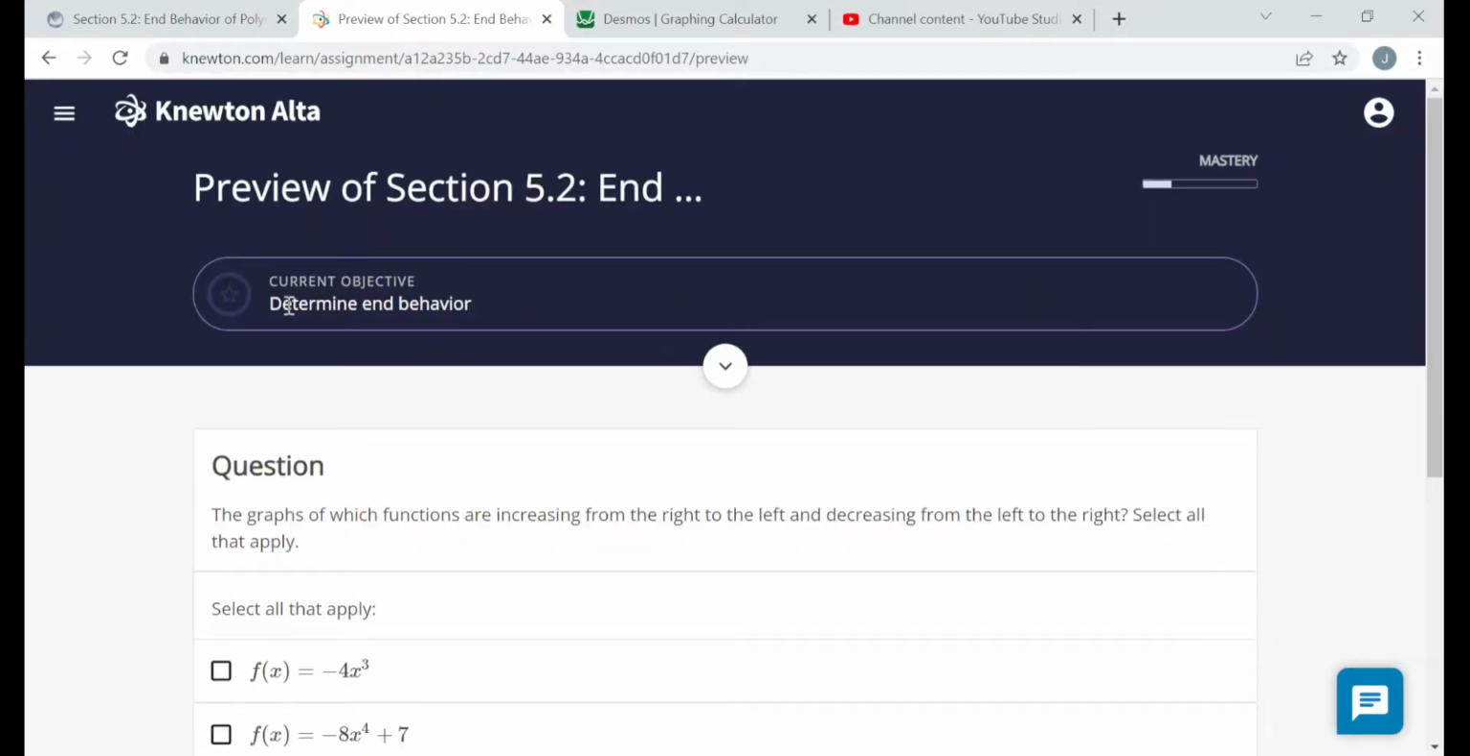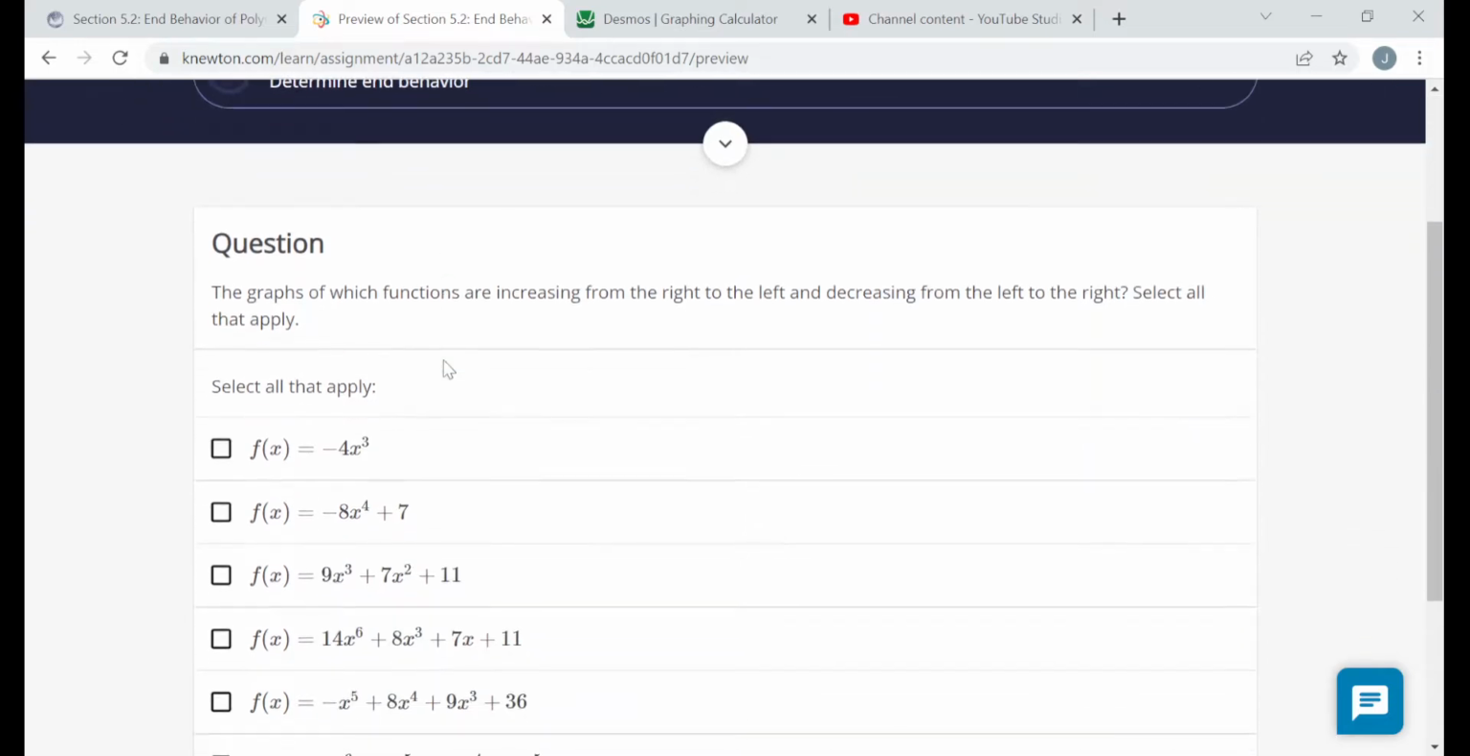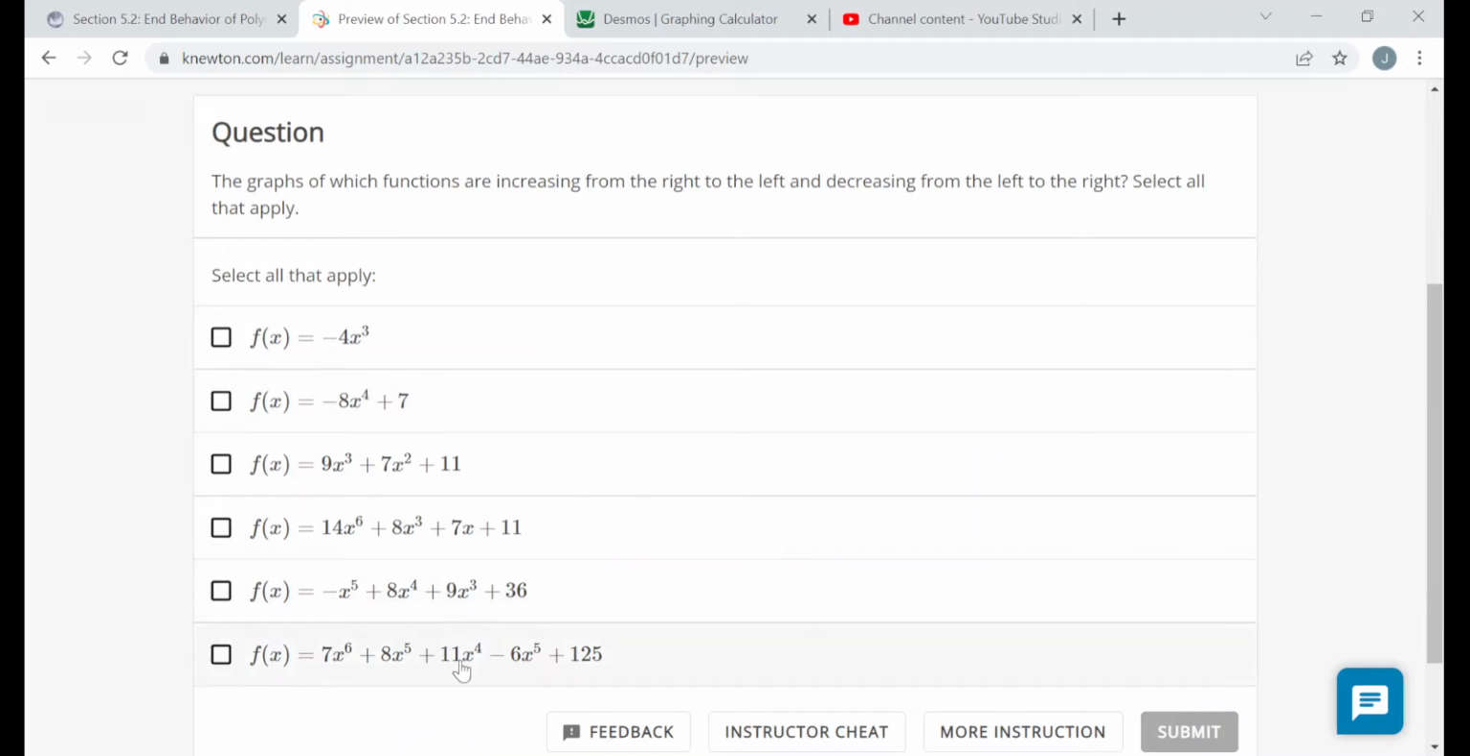All right, so now we're talking about determining end behavior. This is what happens in the graph of a polynomial function. You notice all these options here are polynomial functions, right? It's a bunch of power functions with powers that are whole numbers added together.